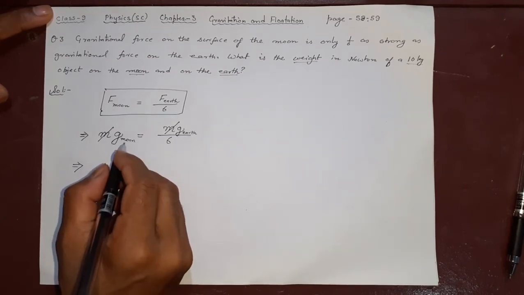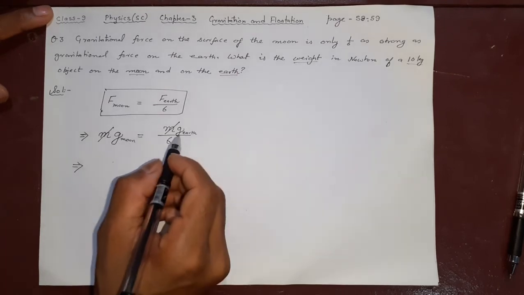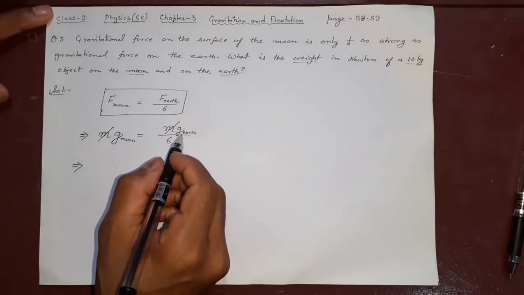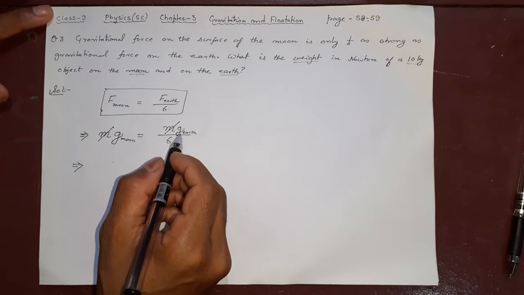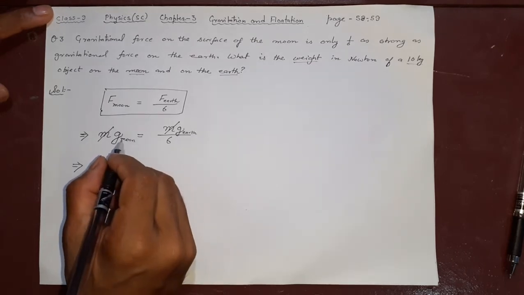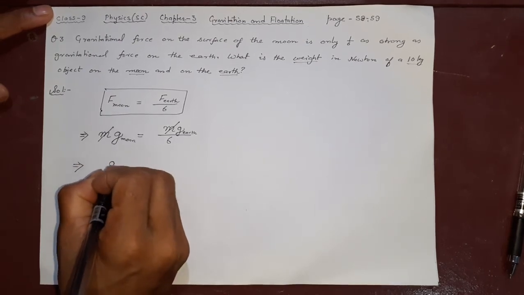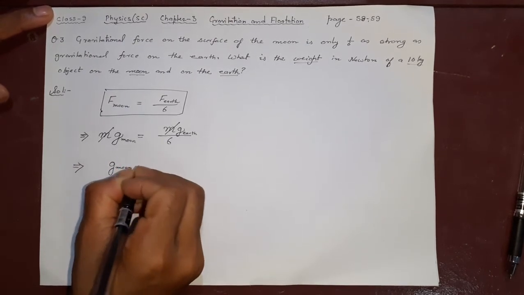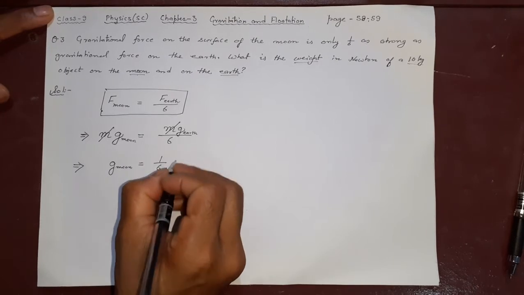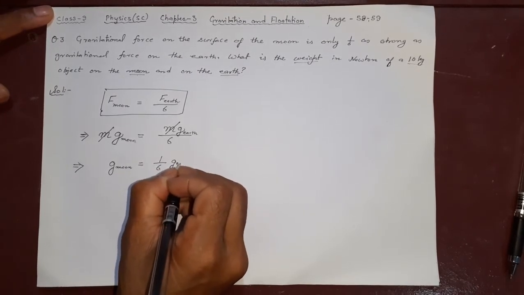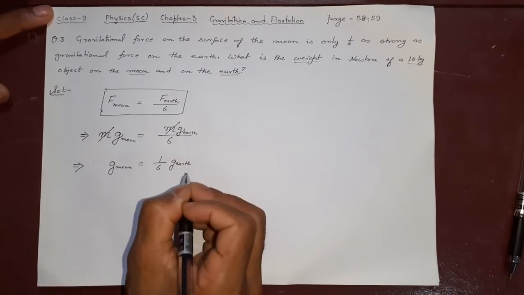Gravitational acceleration on the earth is 9.8 meter per second square, and then g moon we already know. Let us find. It is 1/6 of the g on the earth. Okay, we can stop here.